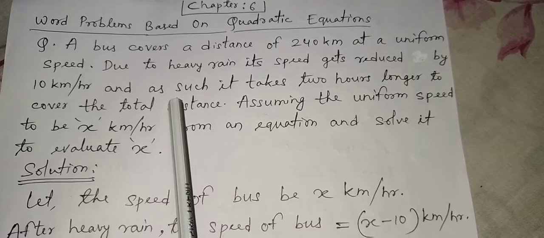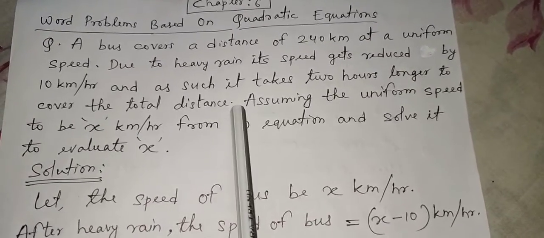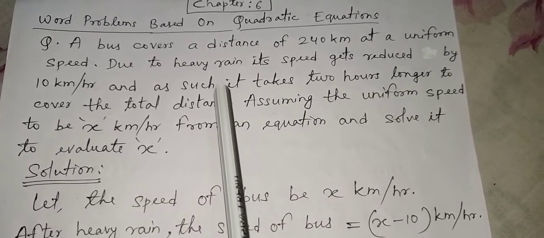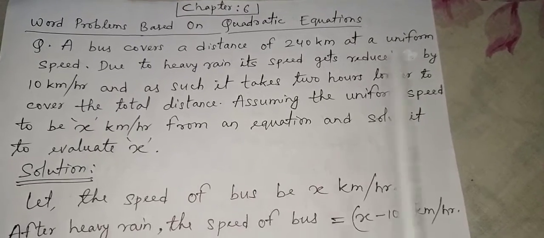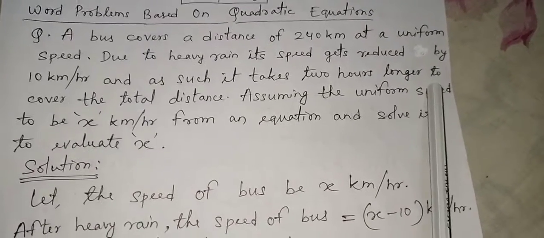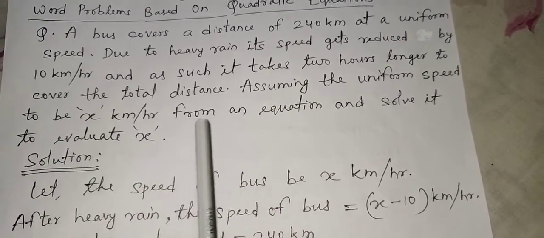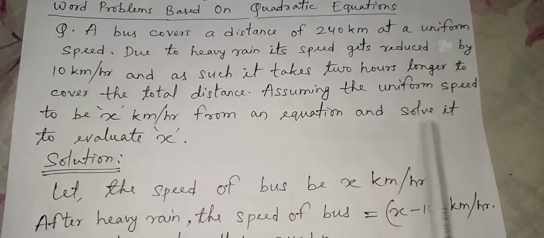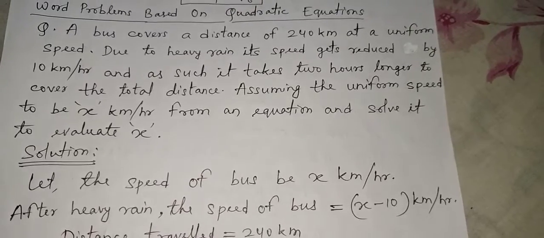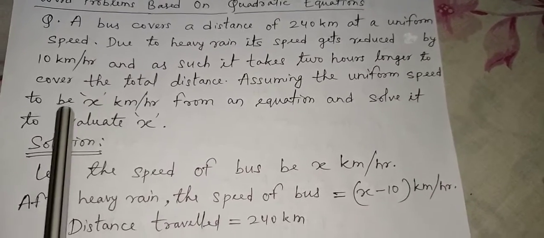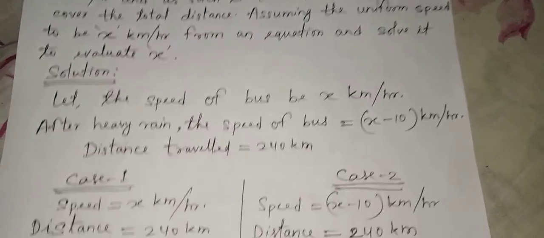And as such, it takes 2 hours longer to cover the total distance. Because of the reduced speed, to travel the distance of 240 km, it is now taking 2 hours extra. Now, assuming the uniform speed to be x km per hour, form an equation and solve it to evaluate x. So they are telling you to keep the speed of the bus as x km per hour and find the value of x, that is, find the speed of the bus.